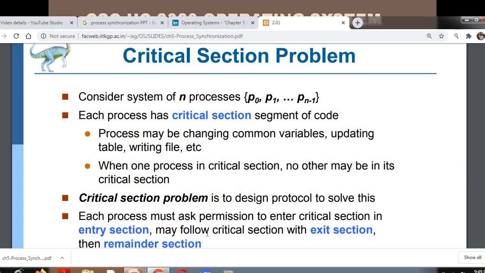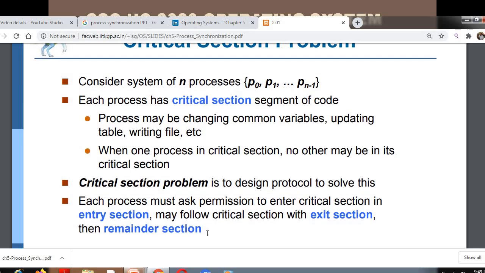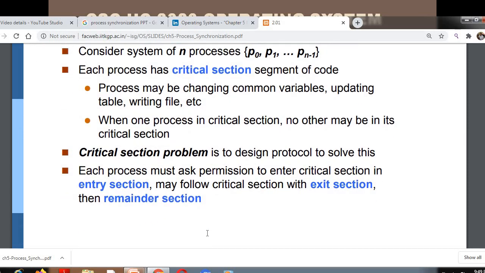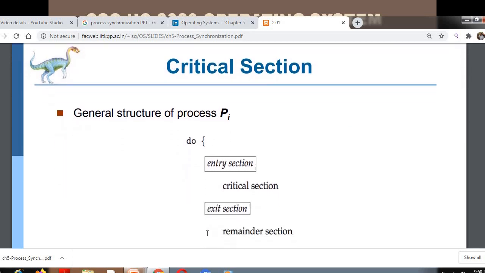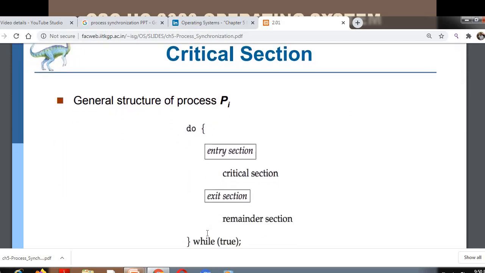So the critical section problem is to design a protocol to solve this. Each process must ask permission to enter the critical section in the entry section, and may follow the critical section with an exit section, then the remainder section. The general structure of process Pi: do entry section, then critical section, exit section, then remainder section, while true. So this is the structure of critical sections.